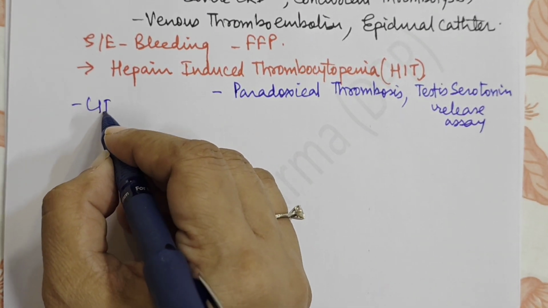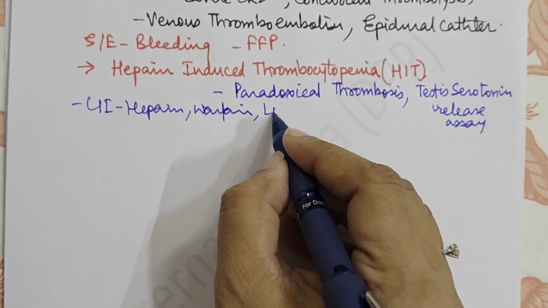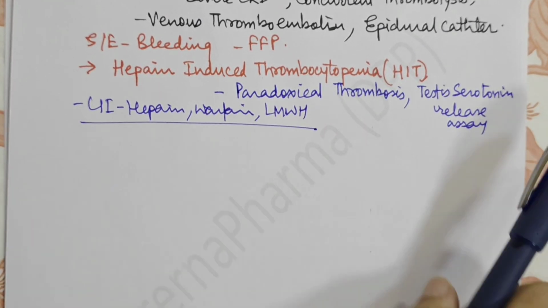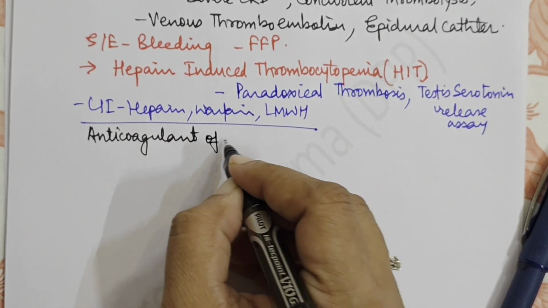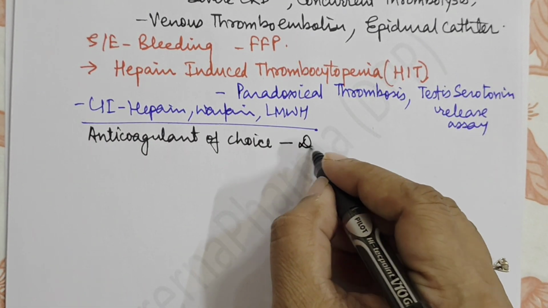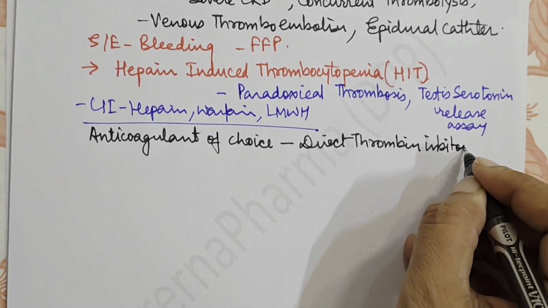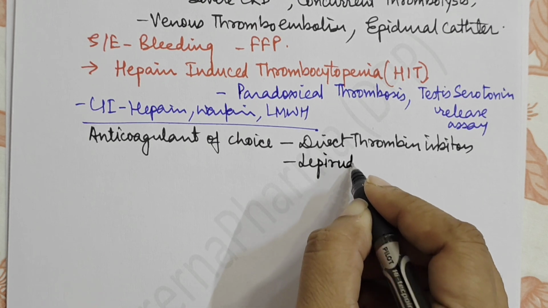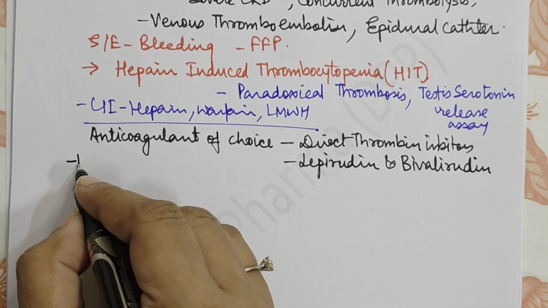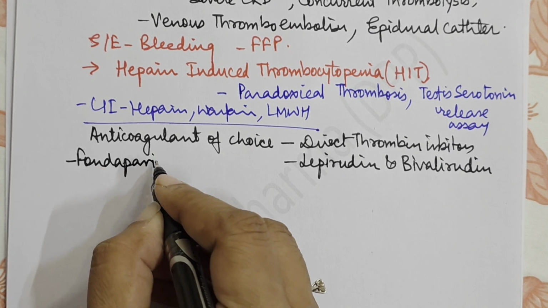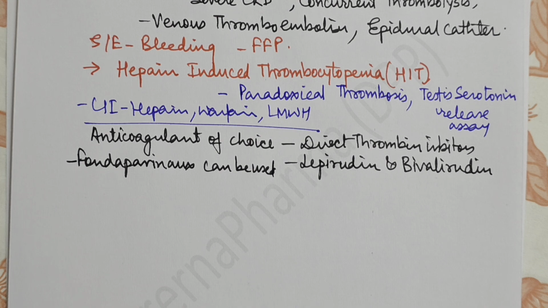In this, heparin, warfarin, LMWH, everything is contraindicated. Nothing is given. Then what is given? The anticoagulant of choice is direct thrombin inhibitors, that is lepirudin and bivalirudin. Fondaparinux can be used. Okay, so this is something which is there.